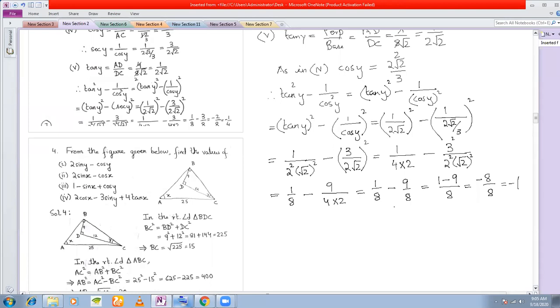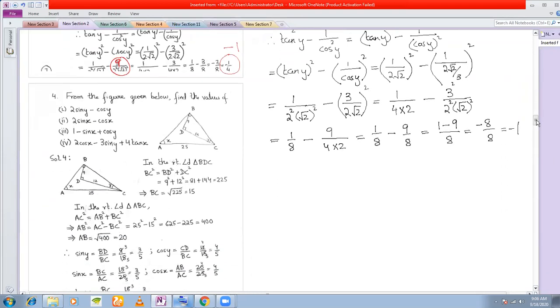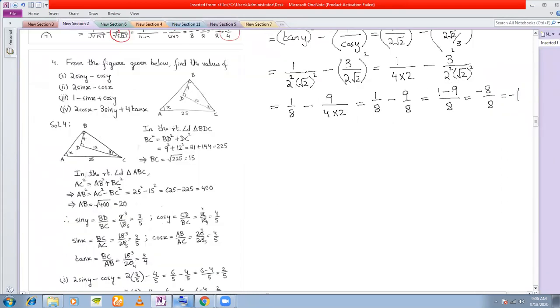So this is the value you get. Now I'm not sure, but I think there's a mistake somewhere here. I have not squared 3 here. There's a mistake here, you can change it. This should be 9. Yes. Ultimately the answer that you will get here is minus 1, the way I have done here. So let us proceed to the next one, number 4.